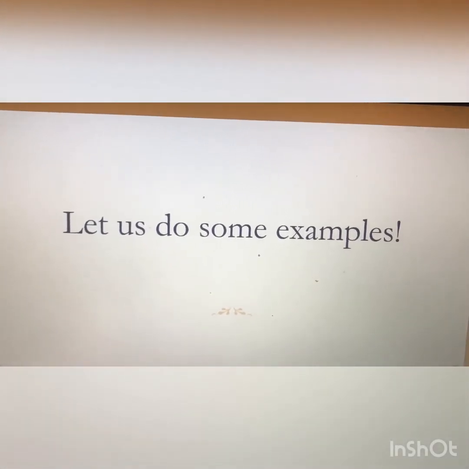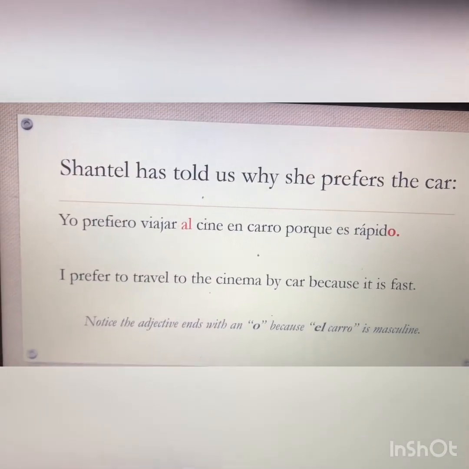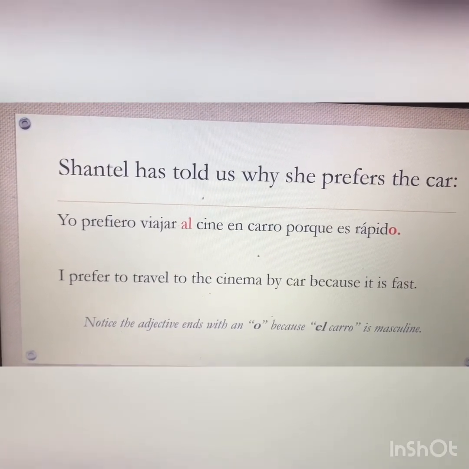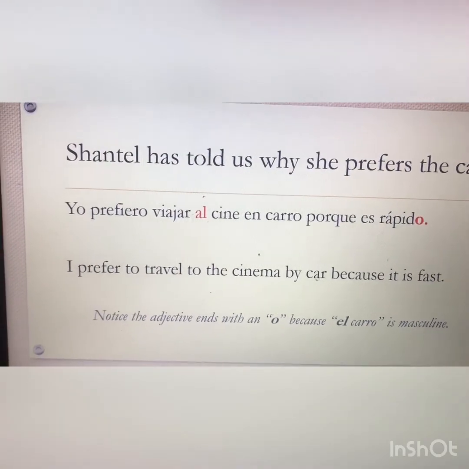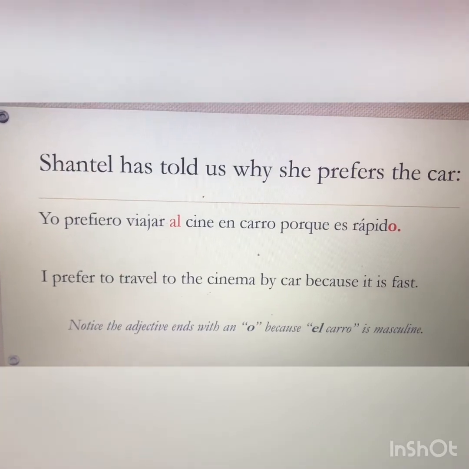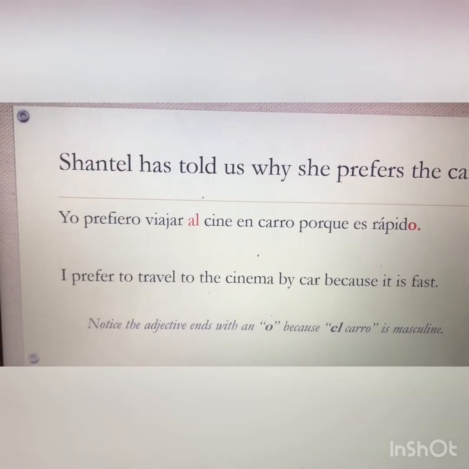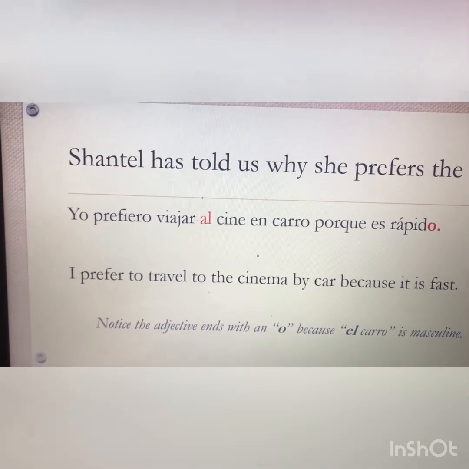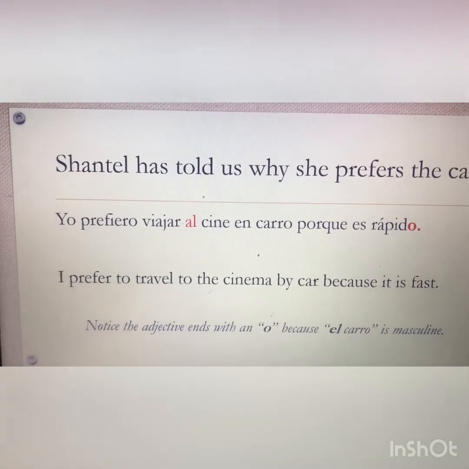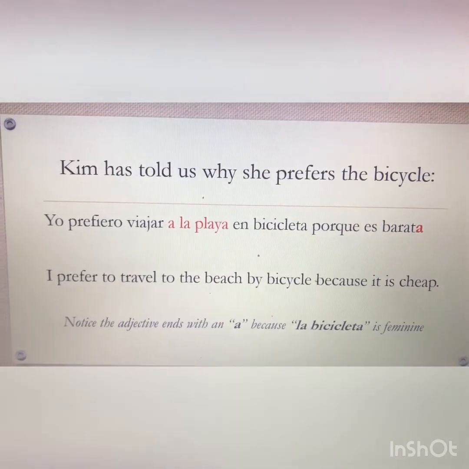So let us quickly do some examples. Now, Chantel tells us why she prefers the car. So she says, Yo prefiero viajar al cine en carro porque es rápido. So I prefer to travel to the cinema by car because it is fast. Now if you notice, look carefully, the adjective ends with an O. ¿Por qué? Because el carro is masculine. So carro rápido.